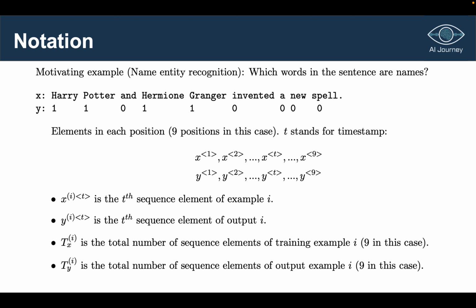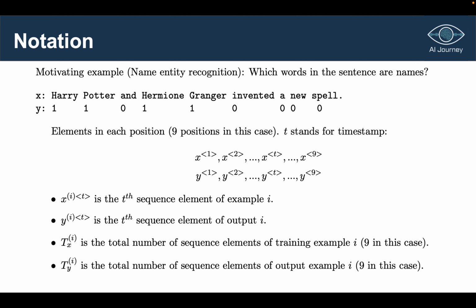Okay, so some notations, and to motivate our session, we're gonna be referring to an example, which is named entity recognition. So we're gonna have a sentence, and for this sentence we're gonna try to build up a model in order to predict if each of the words in this sentence is a name or not. So for Harry Potter and so on, we're gonna be predicting that Harry and Potter are name entities and the word "and" is not.